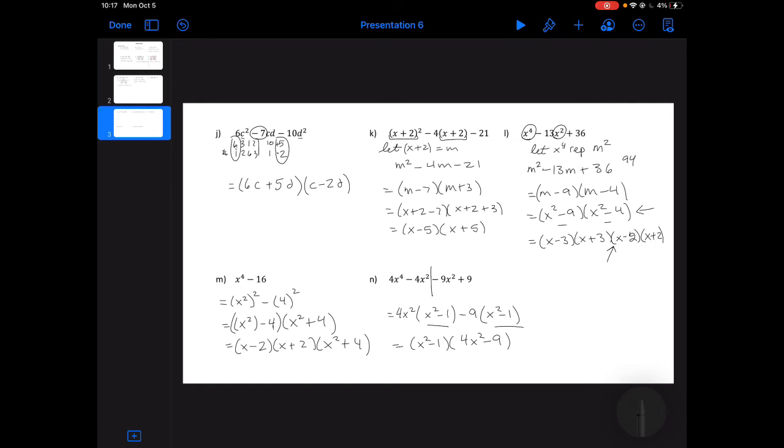And in true factoring fashion, we can keep going. X plus 1, x minus 1, and 2x minus 3, 2x plus 3. There is an example of lots of different types of factoring to help you with your practice.